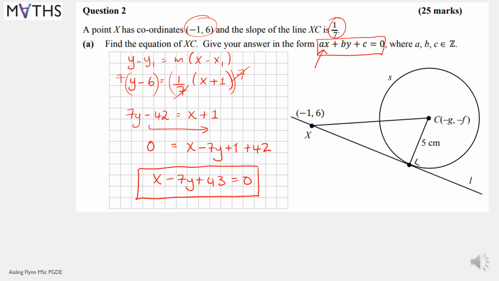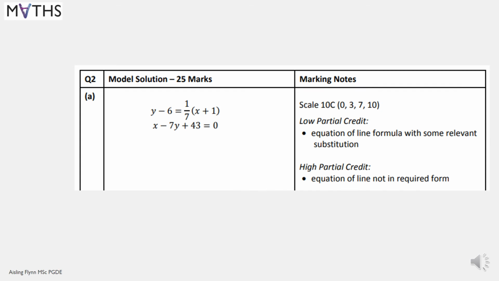Let's check the marking scheme. So yeah, very straightforward for 10 marks. Again, you get the opportunity to gain partial credits, 3 out of 10 if you wrote down the equation of the line formula with some relevant substitution. So always write down the formula you're using. And 7 out of 10 if you didn't write it in the correct form. So if you left it as y equals mx plus c, alright? So check that each time.